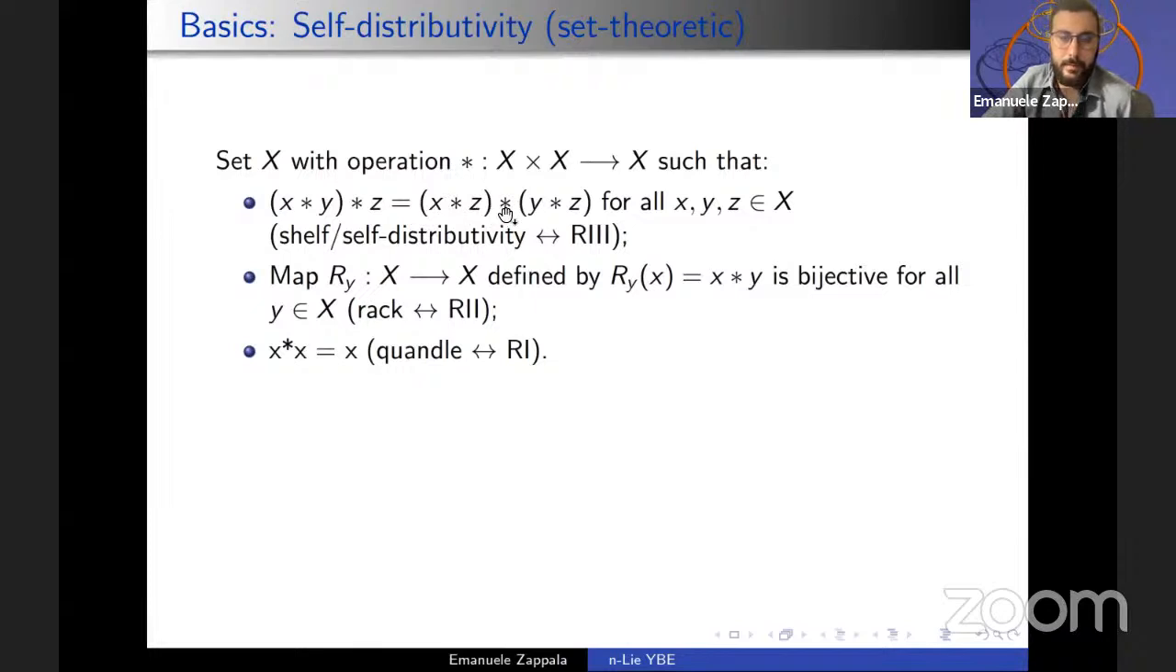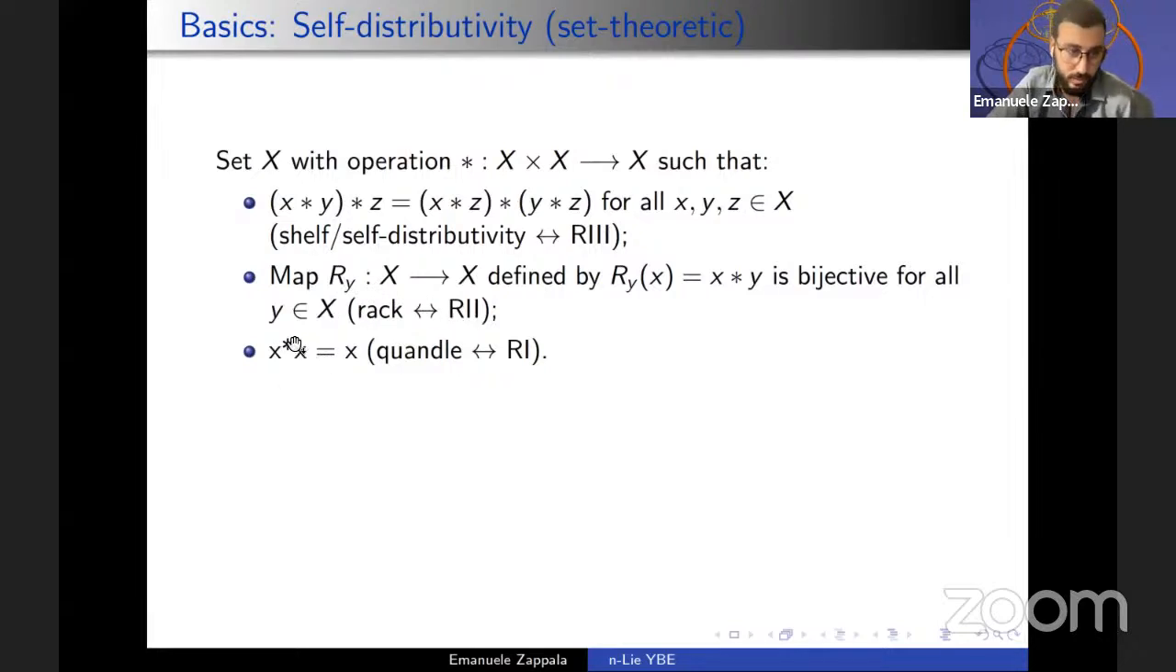And I want to point out something here. You see, there is the z here, it splits in 2 copies. So this is important for what I'm going to say afterwards. And this corresponds to self-distributivity and Reidemeister move 3. And structures that satisfy this are called shelves. And if the right multiplication is also a bijection, this is Reidemeister move 2, and it's called a rack.